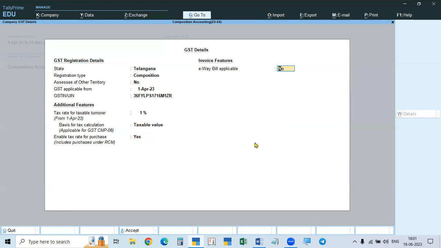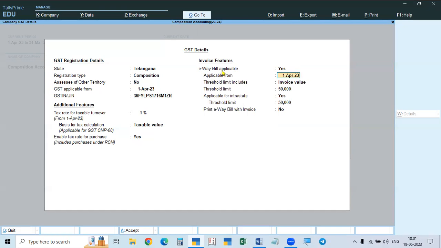Even if you give no also, the effect will be the same. The result will be the same. That I will tell you later. So if you give yes, it will be good. Otherwise, even if you give no, it is okay. But in the case of another item, purchase including reverse charge mechanism, it is compulsory. In such a case, if you give yes now, it will be okay.